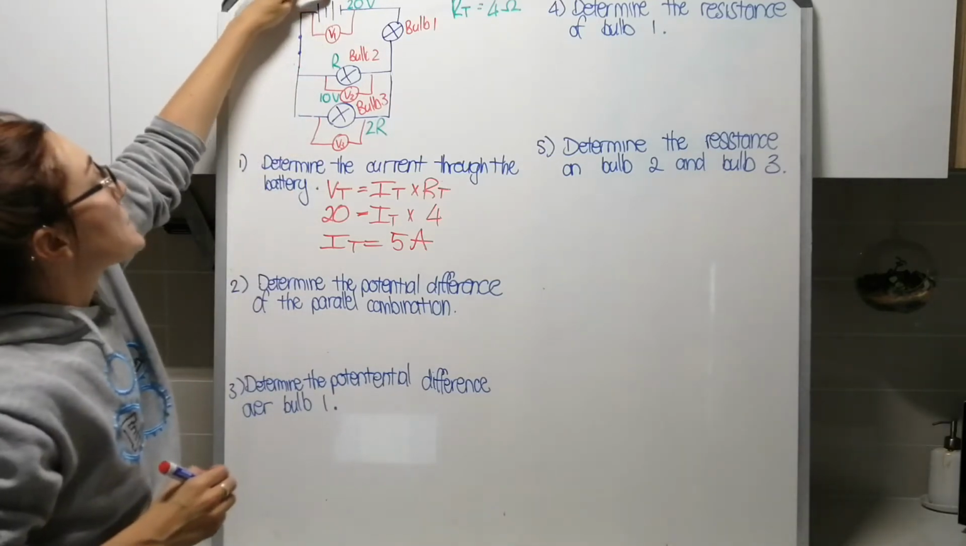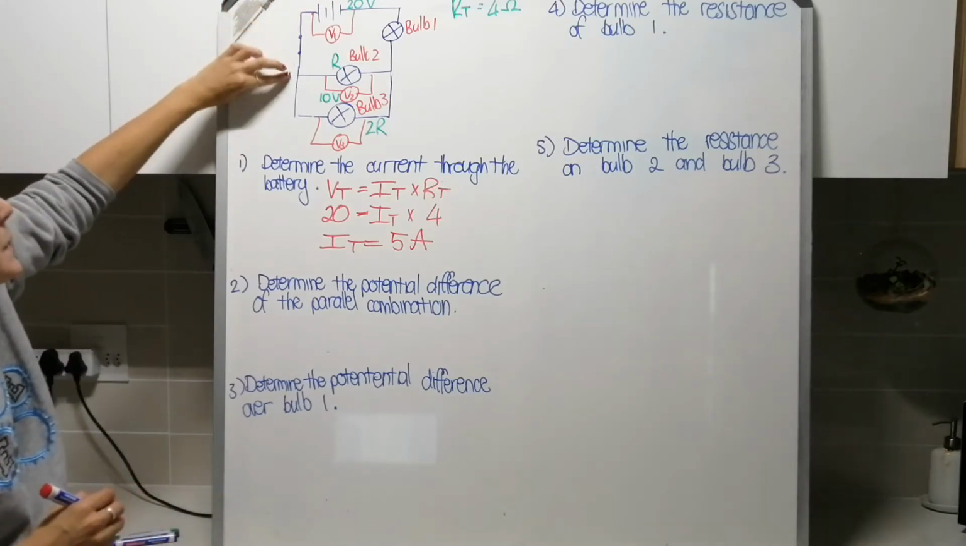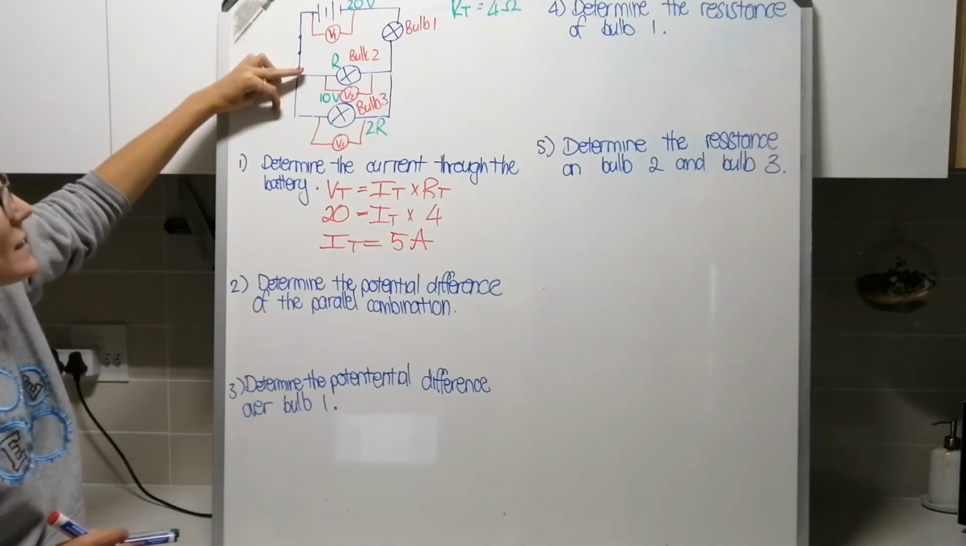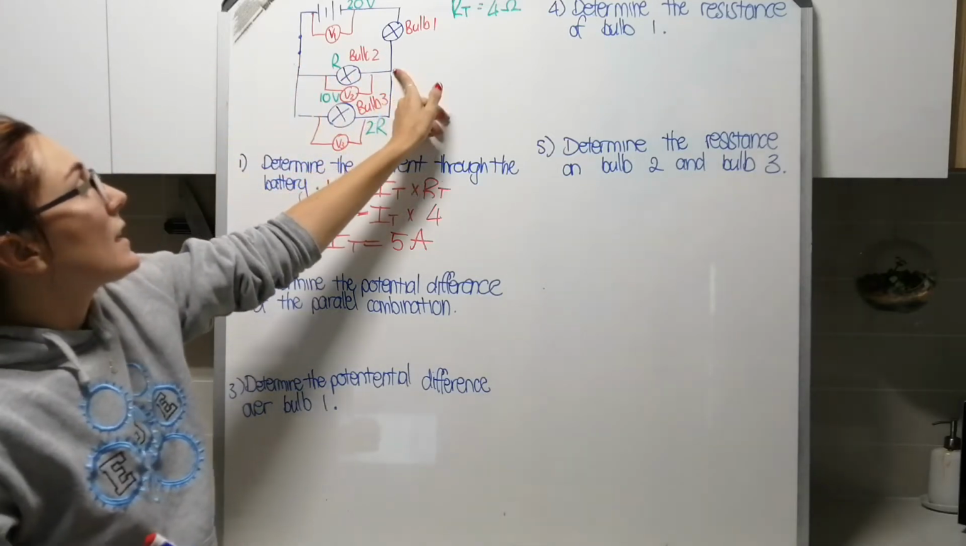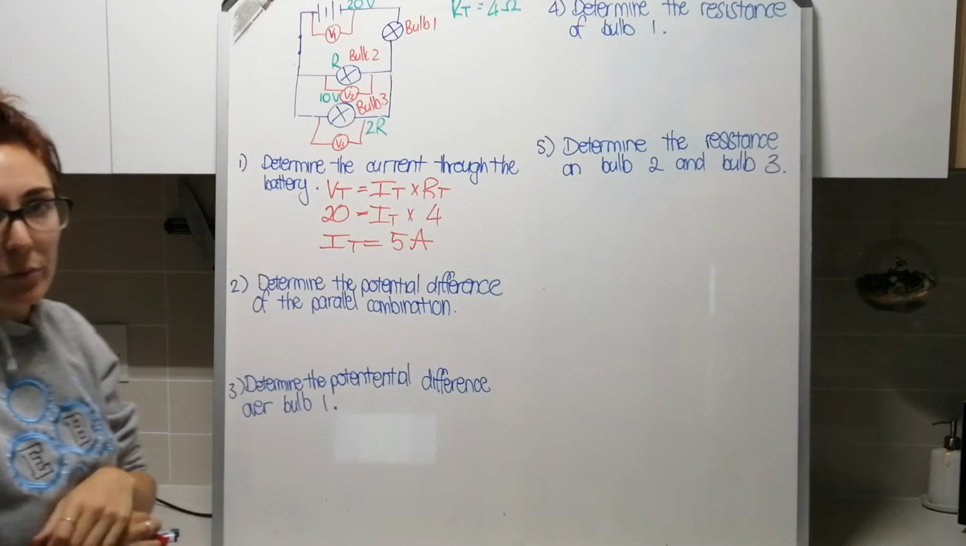Okay, so we've got 5 amps coming out of the battery, 5 amps, 5 amps. Those 5 amps split. We don't know in what ratio, but they split. Okay, then they come back together here, so we've got 5 amps going through bulb 1.